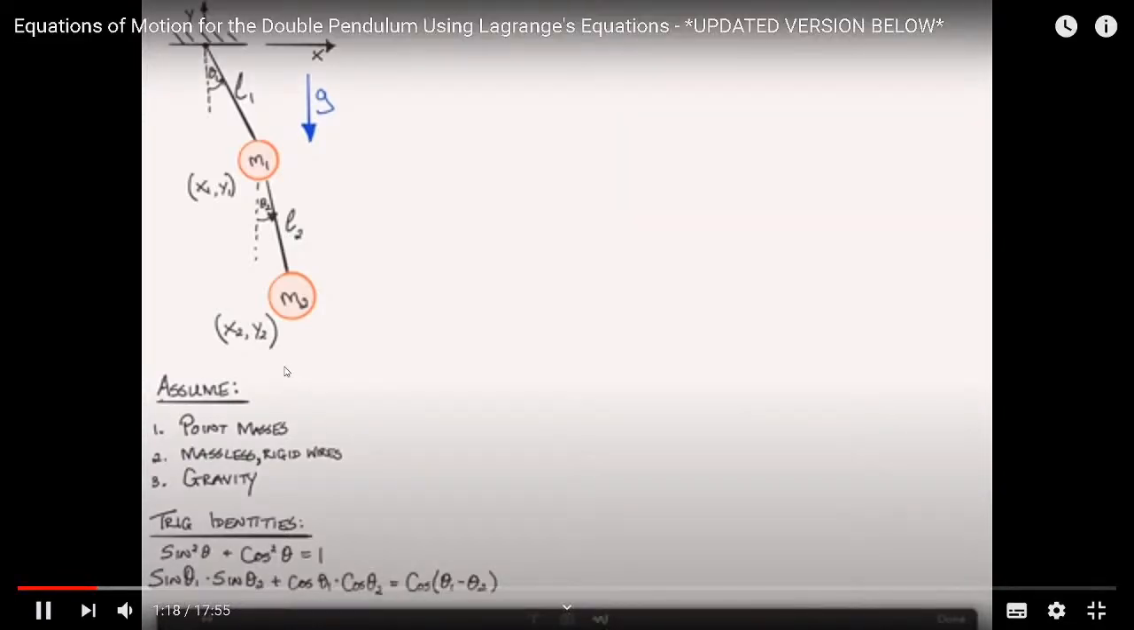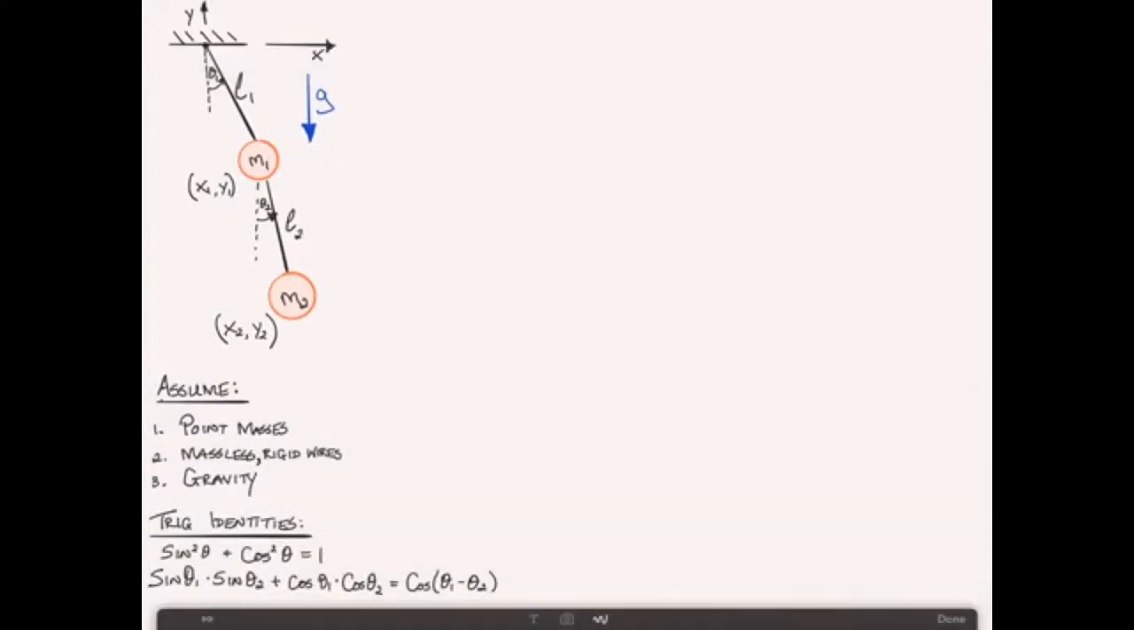I've gone ahead and added some trigonometric identities that you'll need further on in this problem, just to get that out of the way. That sine squared theta plus cosine squared theta is equal to 1, and that sine theta 1 times sine of theta 2 plus cosine of theta 1 times cosine of theta 2 is equal to cosine of theta 1 minus theta 2.